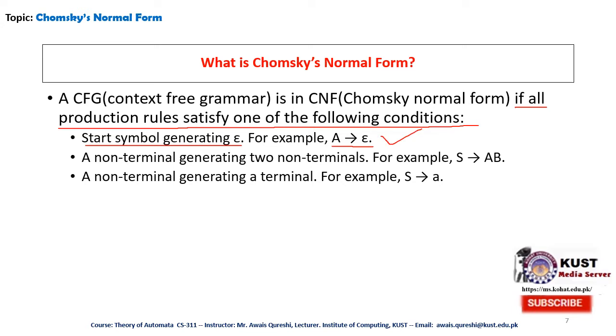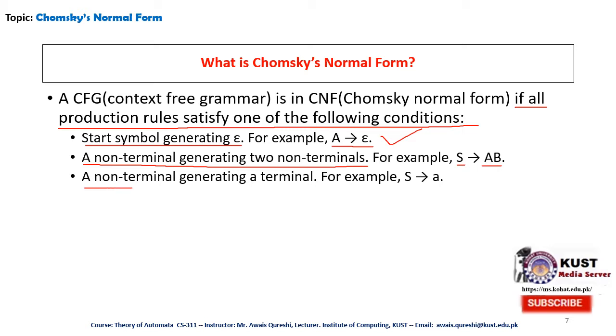And a non-terminal generating two non-terminals. For example, S is a non-terminal because it appears on the left hand side, and it is generating two non-terminals. So this is also a condition that needs to be fulfilled if you want to transform a context-free grammar into Chomsky's normal form. This is the second condition in which S is a non-terminal and AB is also a non-terminal, but what is that length restriction? A and B are also non-terminals, but the length of this must be 2.